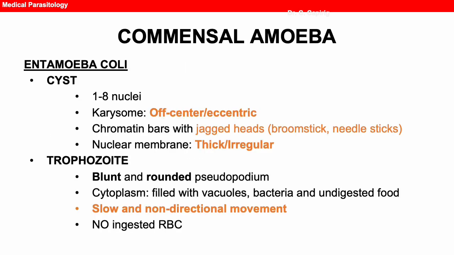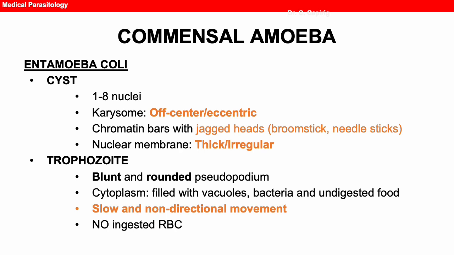Entamoeba coli is the first commensal amoeba that we'll discuss. Now, its cyst consists of 1 to 8 nuclei, in contrast to that of Entamoeba histolytica, which has a maximum of 4 nuclei. Its karyosome is off-center or eccentric, unlike in Entamoeba histolytica, in which the karyosome is at the center. Here in Entamoeba coli, it's off-center, meaning it's not at the center, right?